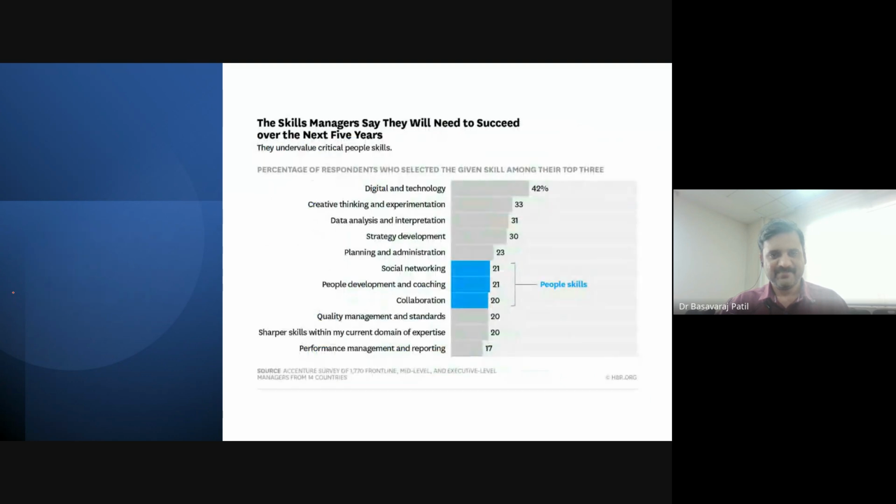With the skill consideration, the top percentage of respondents were taken from some of the top CEOs, where the survey was done by Accenture for frontline, middle line, and executive level managers from 14 different countries. Most of them considered networking, collaboration, and development, along with the technologies. So these are the crucial skills expected from the users, to help the development. I'm not only speaking about the end user, even from the developer side and the business perspective, we need to enhance the skills.